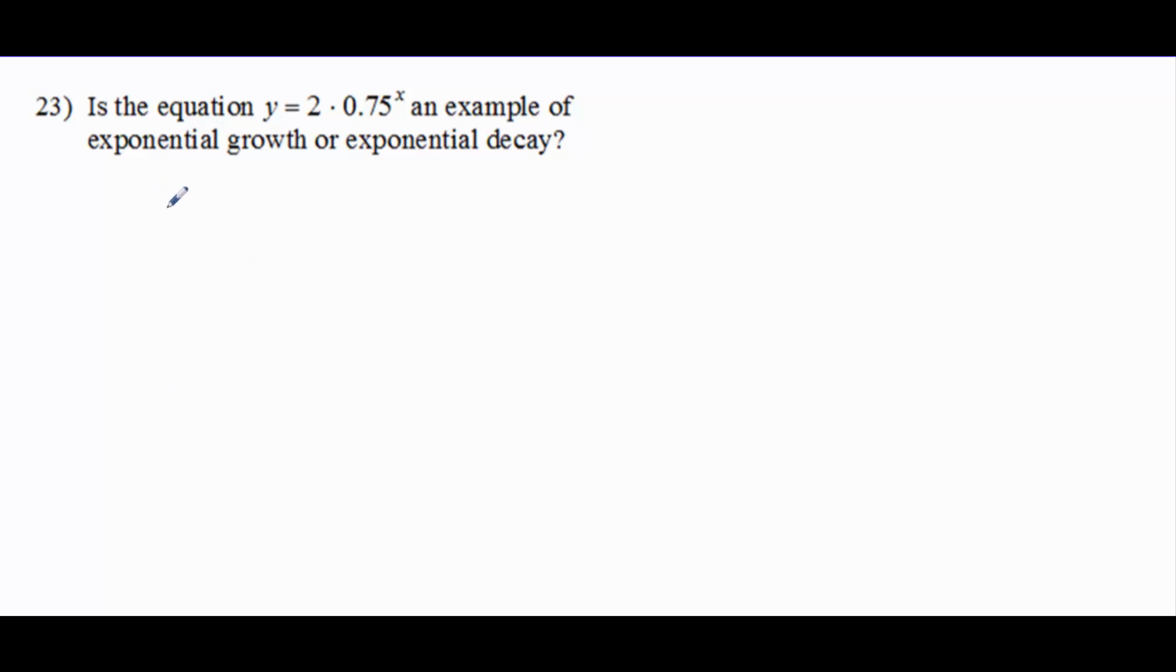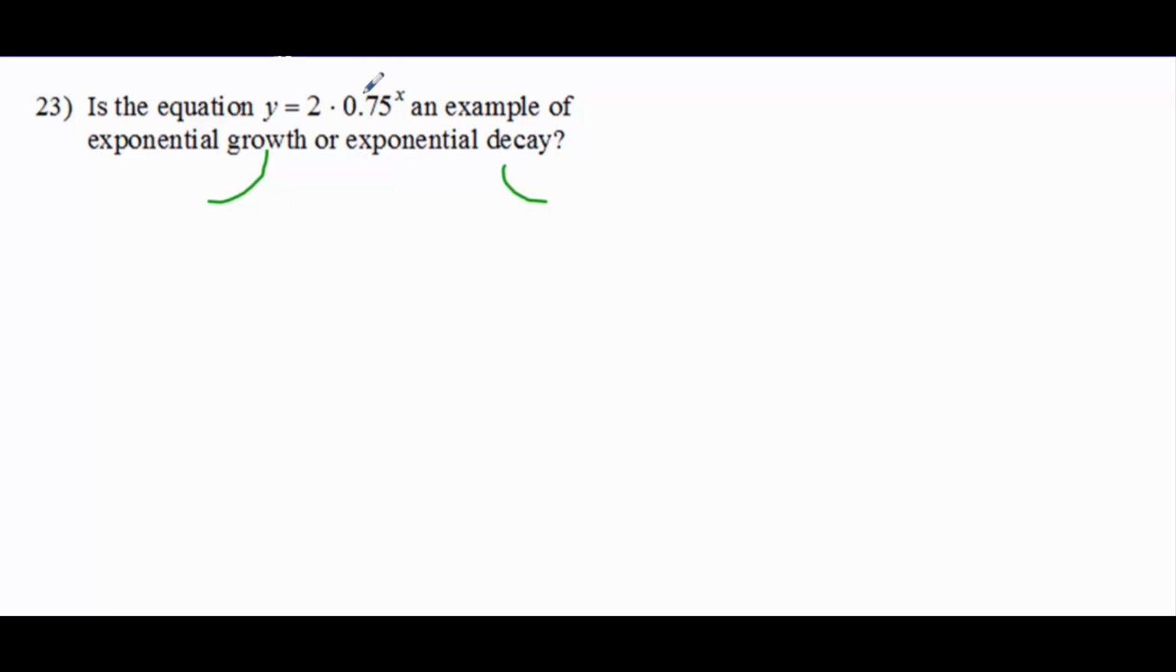Is the equation y equals 2 times 0.75 to the x an example of exponential growth or exponential decay? You can graph it and look at the graph. If it's growing, it should grow to the right. If it's decaying, it should decay to the right. Growth should look like that, and decay should look like this. Because as we go to the right with growth, it's going to go up. As we go to the right for decay, it's going to go down.